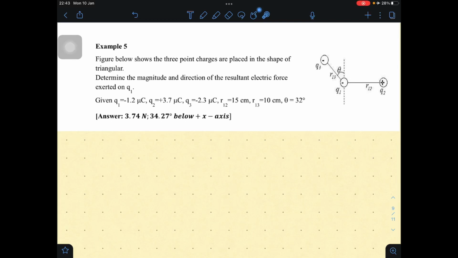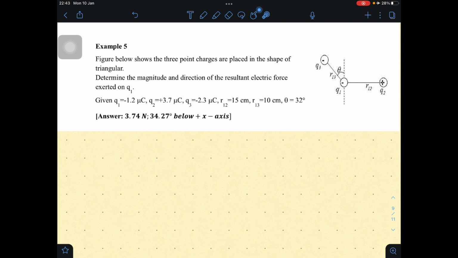Okay, now let's look at example 5. The figure below shows that the 3-point charges are placed in the shape of a triangle. Determine the magnitude and direction of the resultant electric force exerted on Q1. And given here are the values for Q1, Q2, Q3 and the distances R12, R13 and the angle.